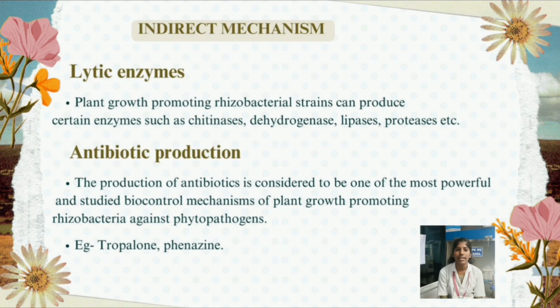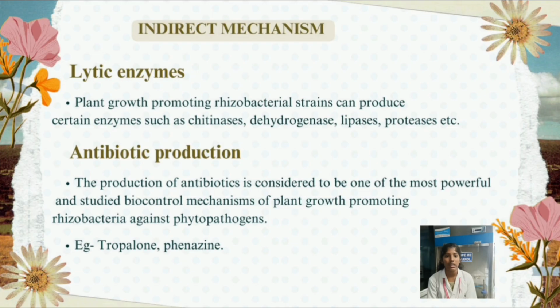Next, the indirect mechanisms by which plant growth promoting rhizobacteria support plant health. First, lytic enzymes. Certain rhizobacterial strains can produce enzymes such as chitinases, dehydrogenases, lipases, and proteases.